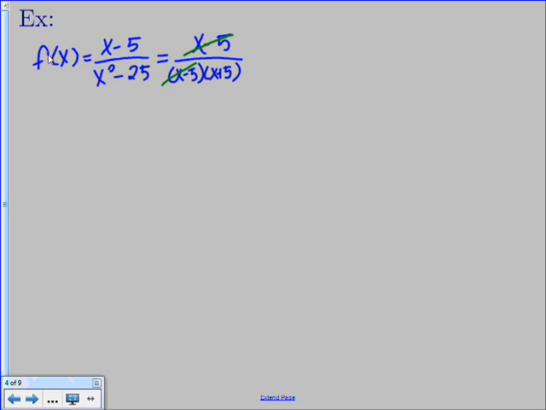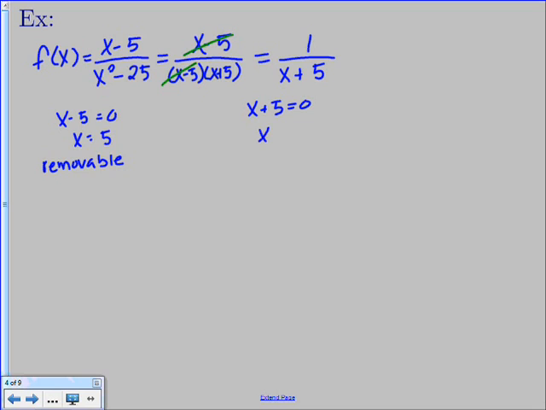So when we cross something out from the top and bottom, it gives us that hole in the graph. So we have x minus 5 equaling 0, or x equaling 5. So that's going to give us a removable discontinuity at x equaling 5. Okay, so now we're going to just rewrite what we had. So now we have 1 over x plus 5. So we have something in the bottom, and if we set x plus 5 equal to 0, we get x equaling negative 5. Because there's nothing to cancel with that x plus 5 in the top, we're going to have a non-removable discontinuity here.